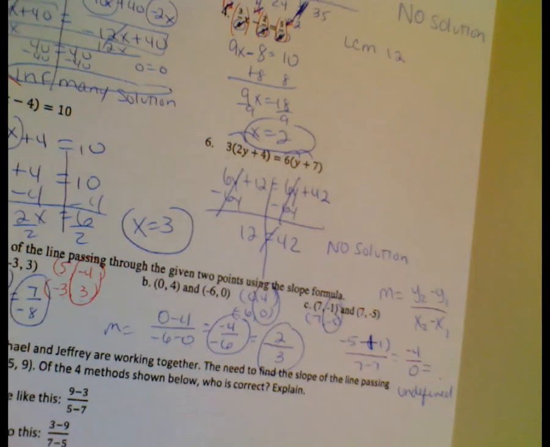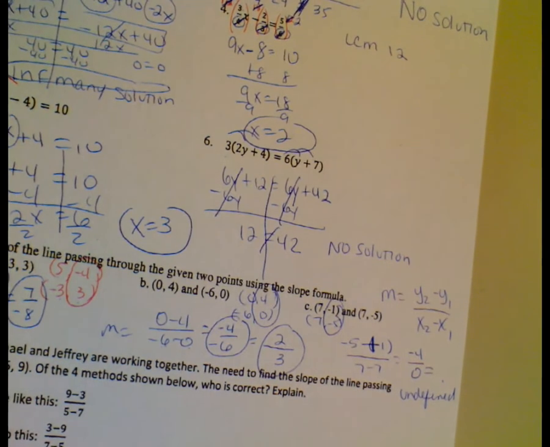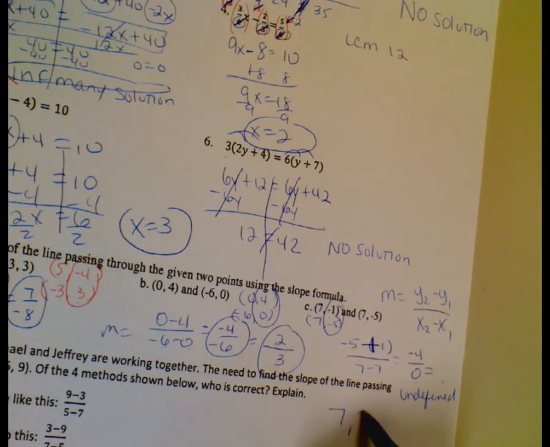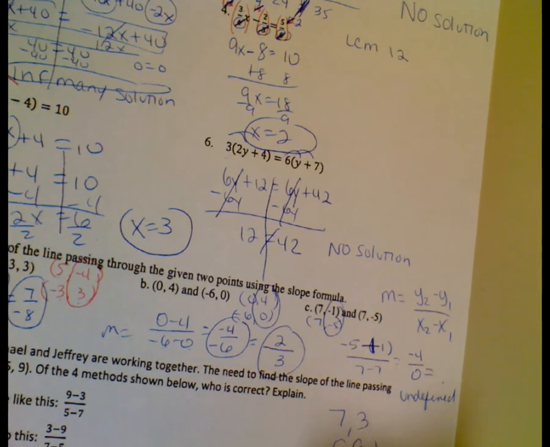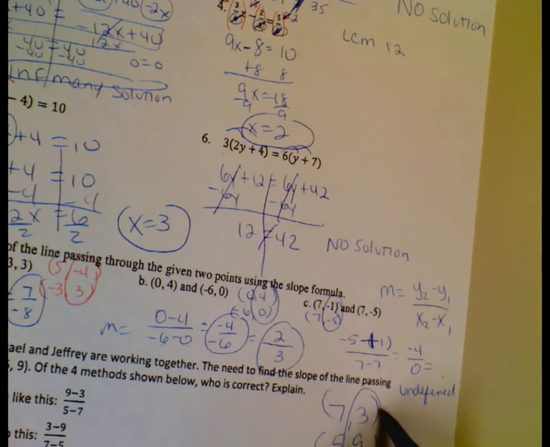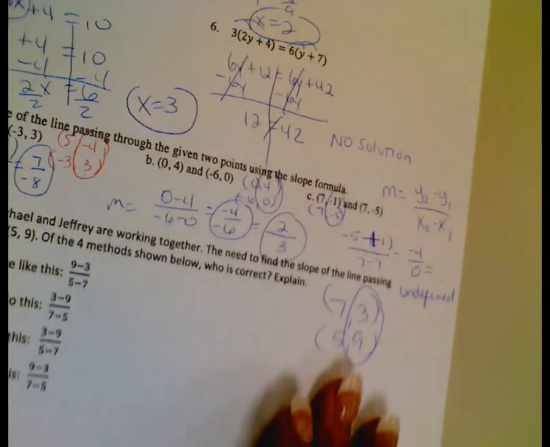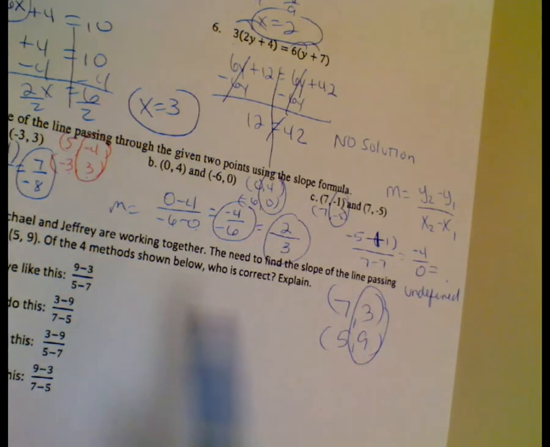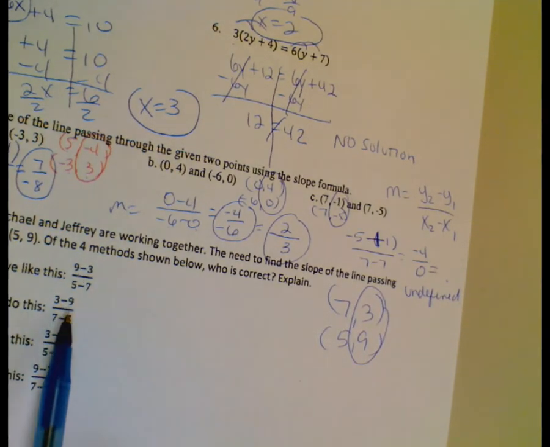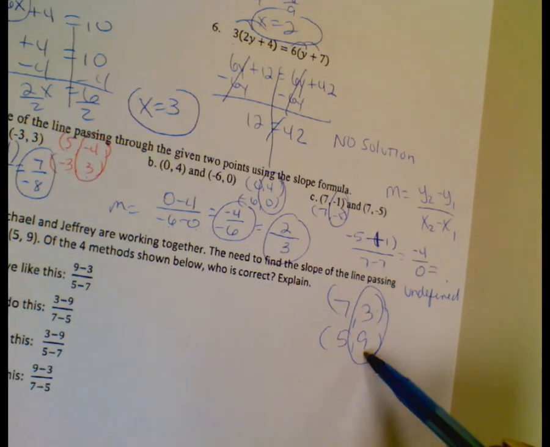Number 8, Maria, Jose, Michael, and Jeffrey are working together. They need to find the slope of the line passing through these 2 points. Of the 4 methods shown, decide who is correct. So let's write these on top of one another. I would take 9 minus 3, right? Wouldn't you guys take 9 minus 3 on top? So this one has a 9 minus 3. This one has a 3 minus 9. So technically, any one of those could be right. You could go 9 minus 3 or 3 minus 9.